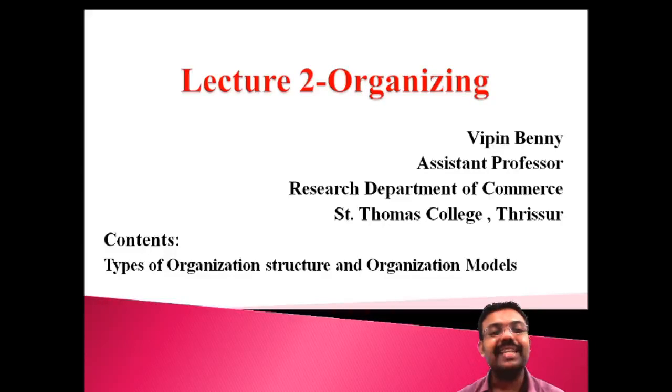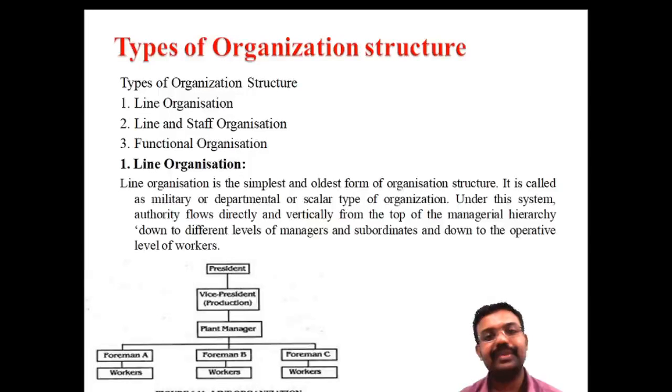Okay, let us start. The first important element is types of organization structure. The organization structure can be classified into three: line organization, line and staff organization, and functional organization. These are the three important structures regarding organization. Let us discuss what is meant by line, line and staff, and functional organization.